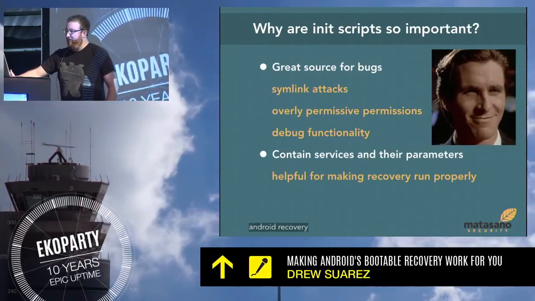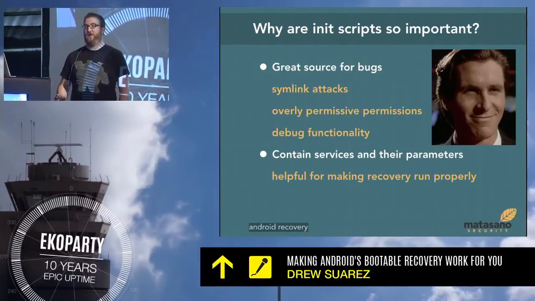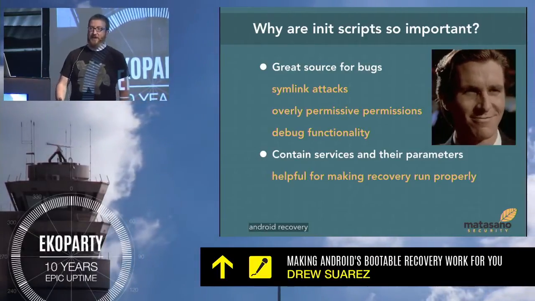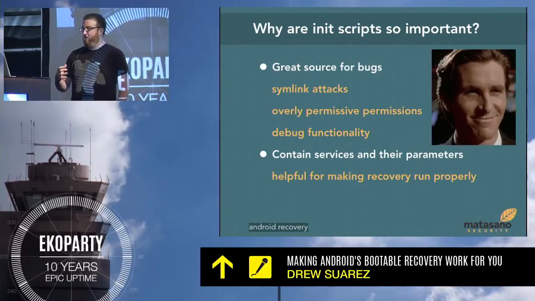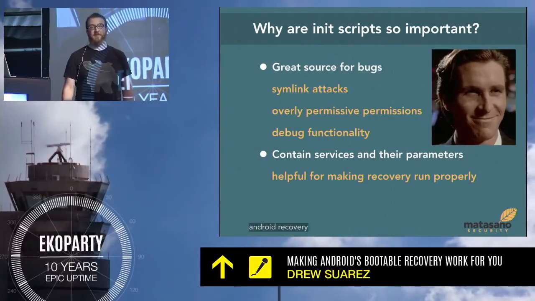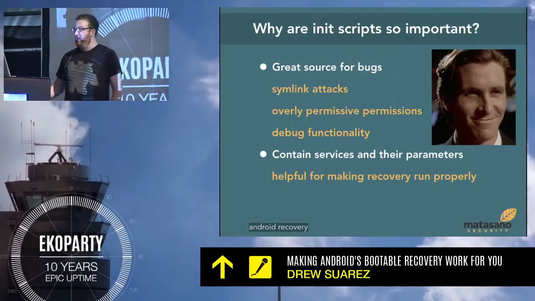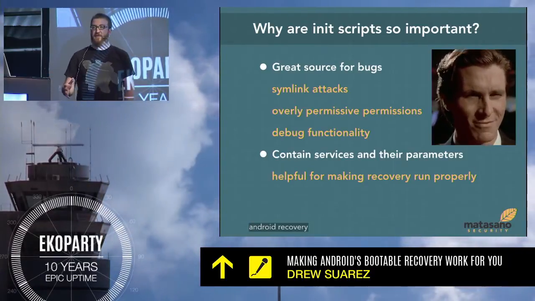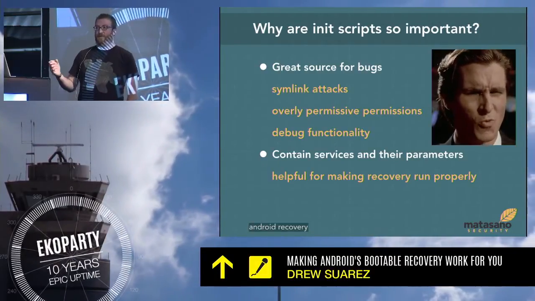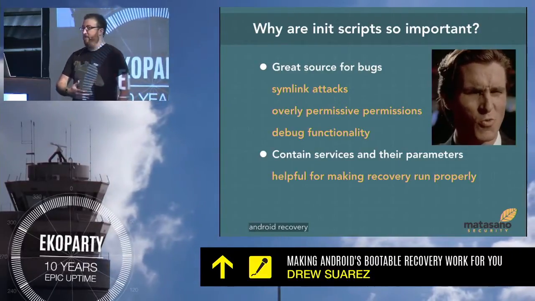So why are these init scripts so important? These are an amazing source for bugs, for very sloppy code, for very old school symlink attacks that are still alive and well in a lot of these files. Overly permissive files and directories, that sort of stuff. And debug functionalities are exposed in these files as well. So these are an incredible source to find information. And it also shows what services are running, what their users are, and when they should run at what time of boot. So this is important to know if you're trying to make your own, how to emulate behavior that you see here.